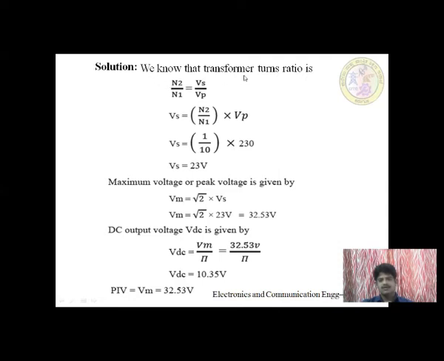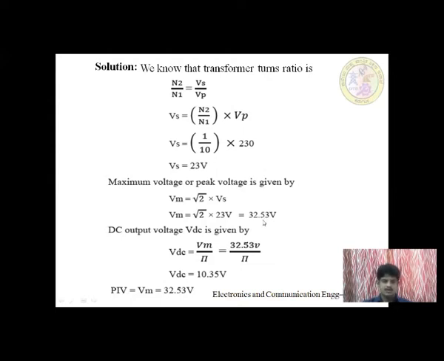First, we know that the transformer turns ratio is this equation. We already discussed it. First we are going to simplify this to get the Vs value. N2 by N1 and Vp, these values are already given. N2 by N1 is 1 by 10. Primary voltage is 230. When you simplify, you will get 23 volt. Then the maximum voltage or the peak voltage: Vm is equal to root 2 into Vs. Vs we already calculated, it's 23 volt. Vm is root 2 into 23. When we calculate this, we get 32.53 volt.